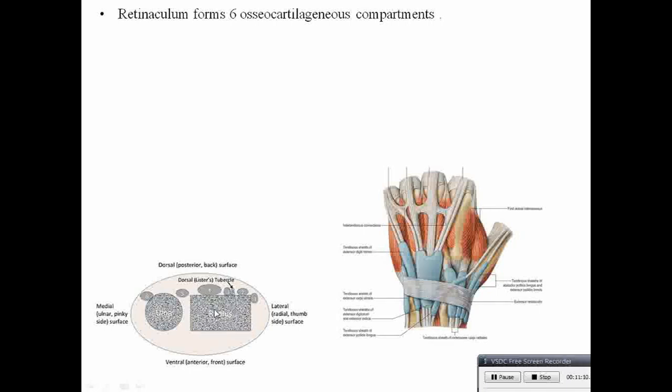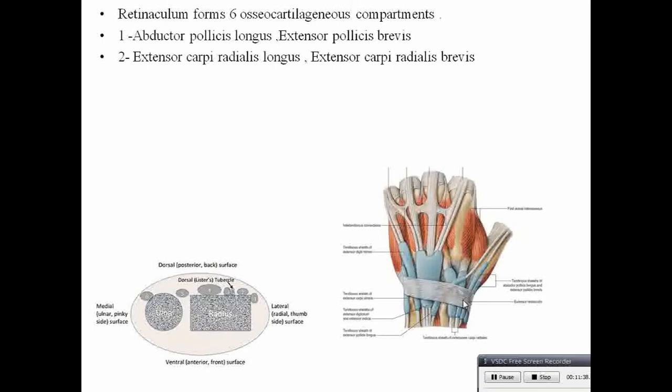So this is radius and ulna, and the 6 compartments can be seen from lateral to medial, and each compartment has some structures. The first compartment has 2 muscles, abductor pollicis longus and extensor pollicis brevis tendons. The second compartment has 2 muscles, extensor carpi radialis longus and extensor carpi radialis brevis. The third compartment has a single muscle, extensor pollicis longus.